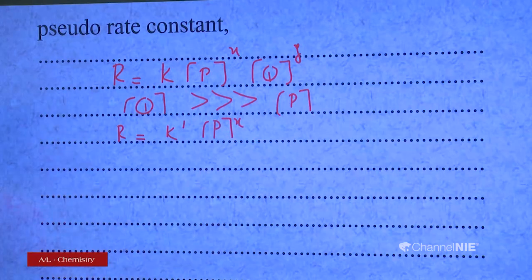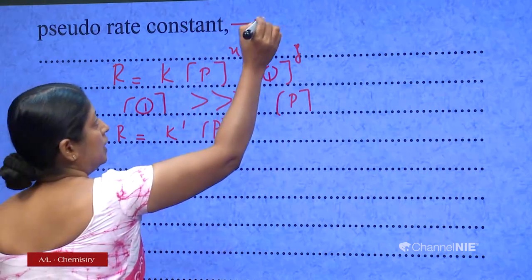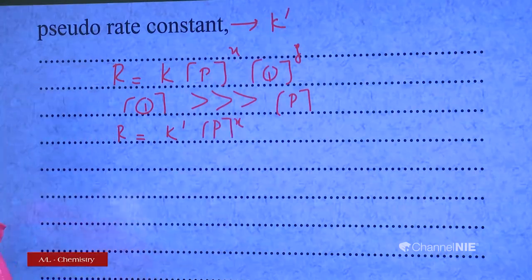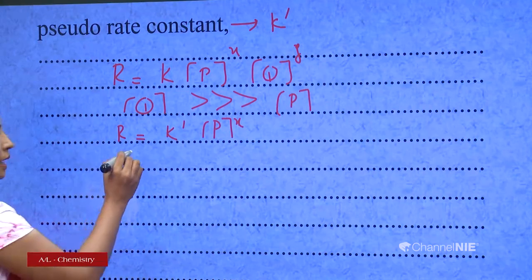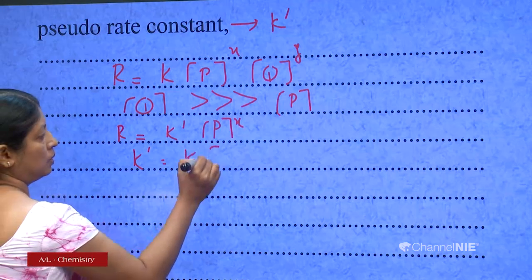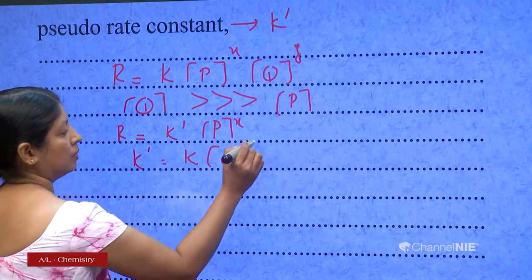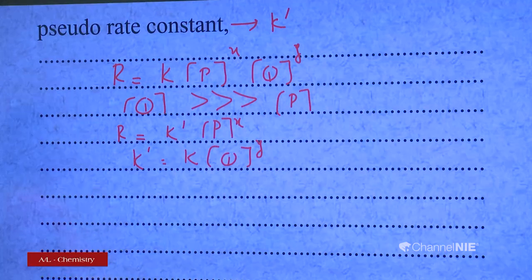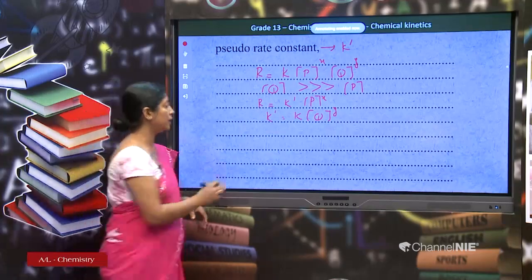Now, what is this K dash? K dash is only the pseudo rate constant. Then how do we define K dash? K dash is equal to the rate constant into [Q] to the power of its order. Now, I told you that to find out this pseudo rate constant, they have to give the order with respect to P and Q. Actually, it is not necessary to know the order with respect to Q, but we should know the order with respect to P.